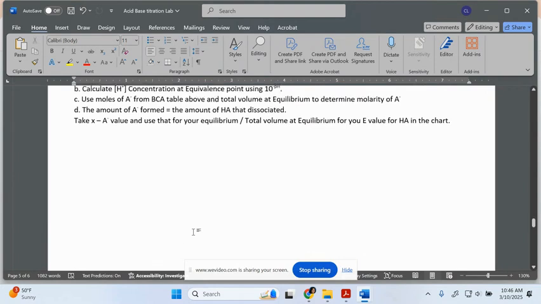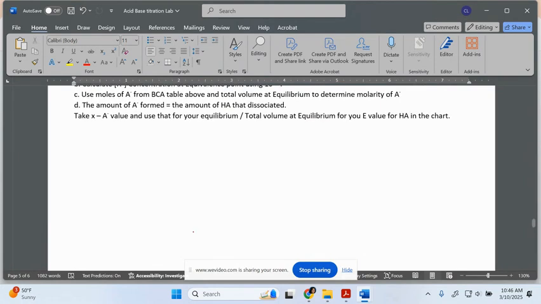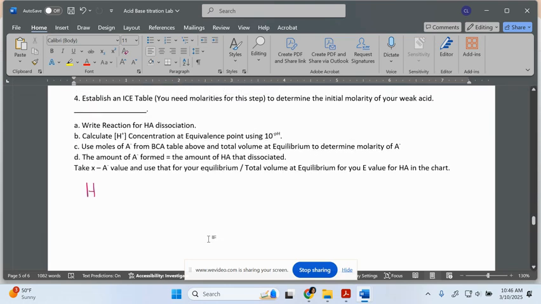Now we are going to follow through all of this. I'm going to start by writing the dissociation equation for this guy. So I'm breaking apart this acid into H plus, or H3O plus if you'd rather think of it that way, and A minus. So that is my dissociation equation.